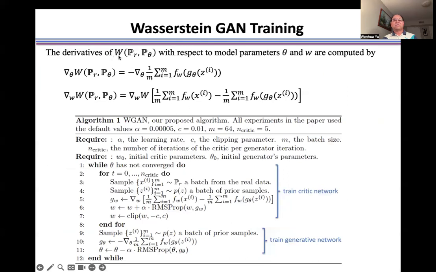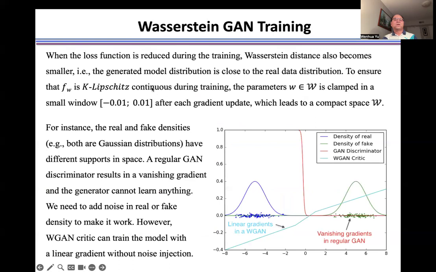The derivatives of W with respect to model parameters theta and w are computed by using two equations. In this pseudo code, the first part is used to train the critic network, and the second part is used to train the generative network. When the loss function is reduced during the training, the Wasserstein distance also becomes smaller, namely the generative model distribution is close to the real data distribution.